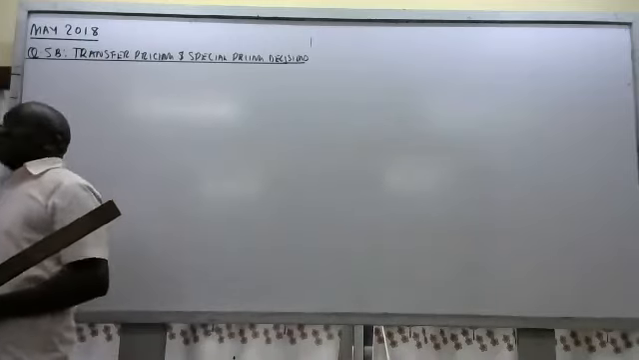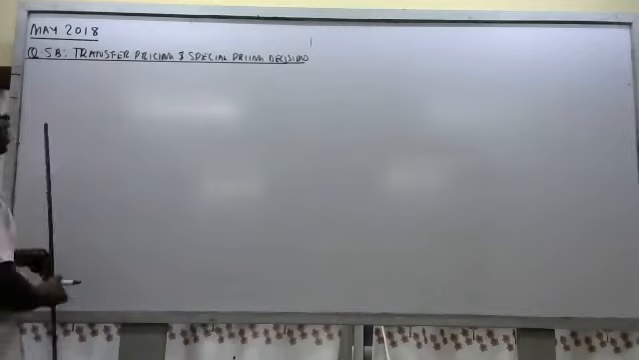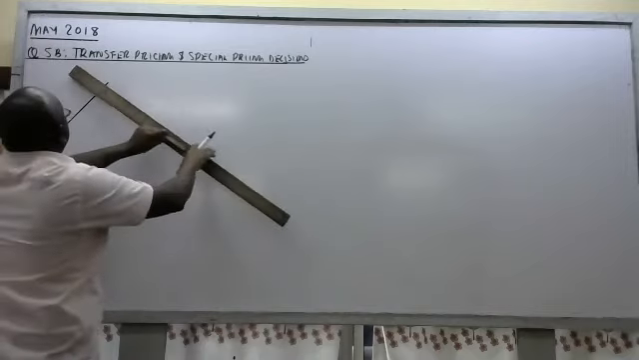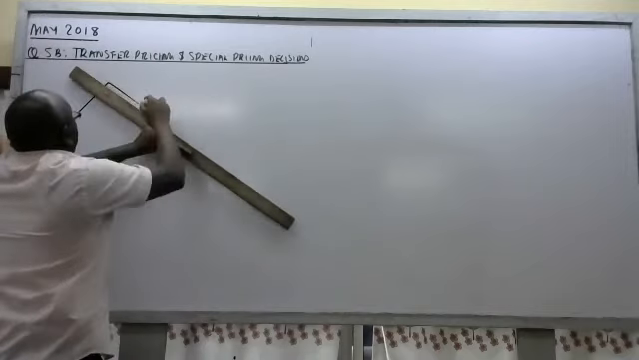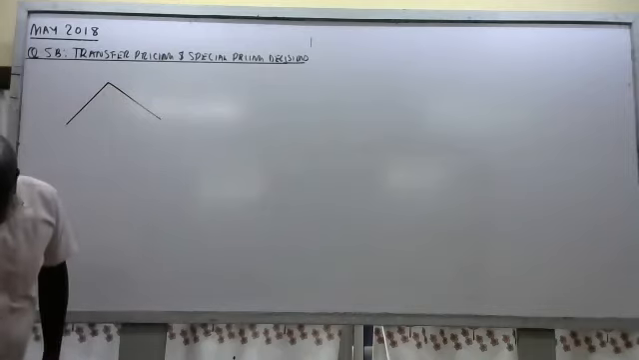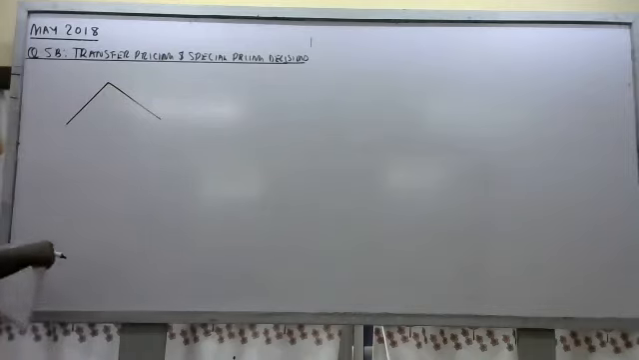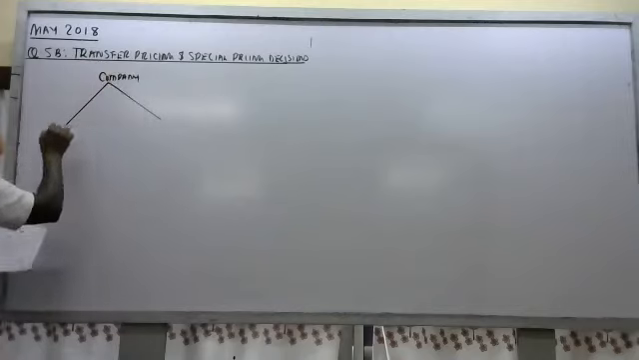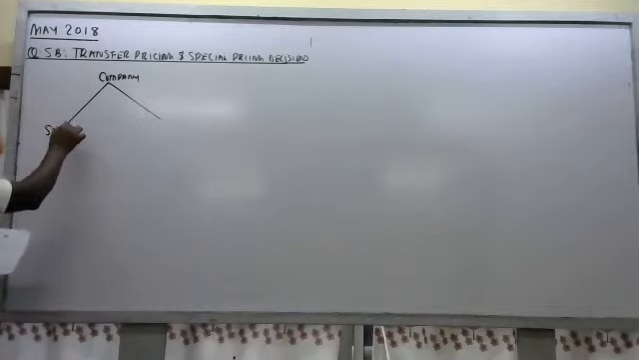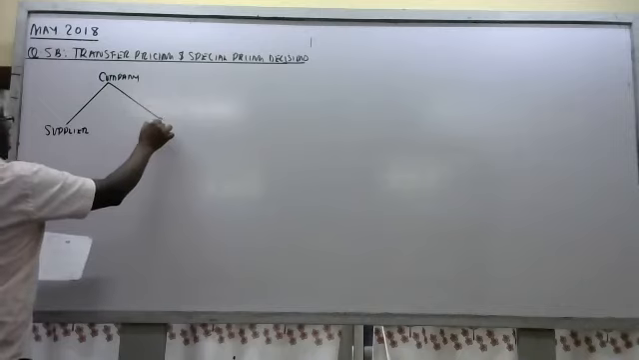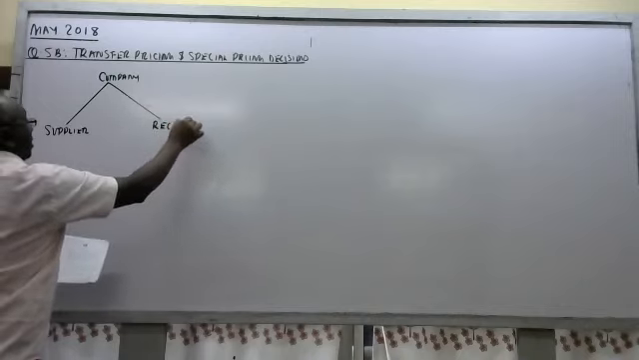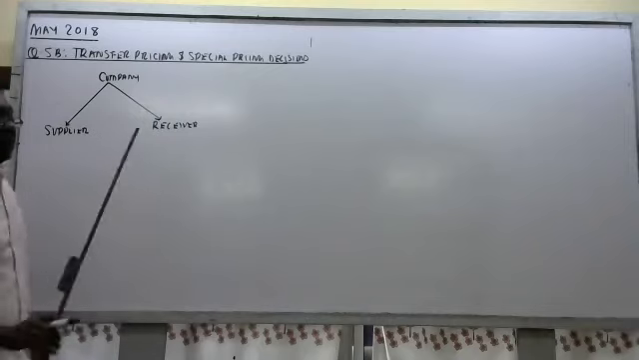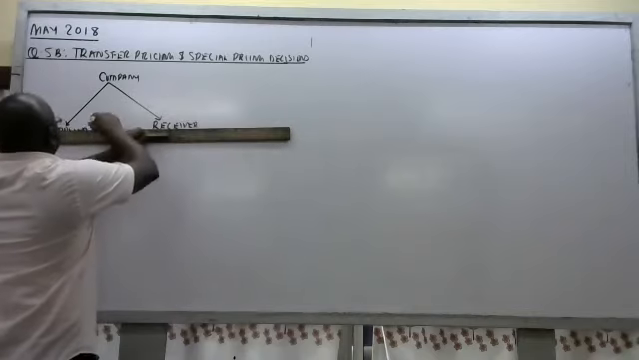Now, when you are in transfer pricing, I told you there are three things that you need to identify. First is the company. We have the company, and then we have the supplier, and then we have the receiver. That is how the company is divided.